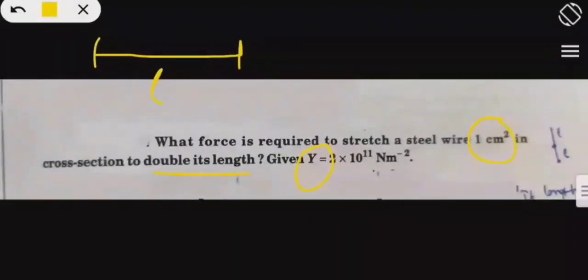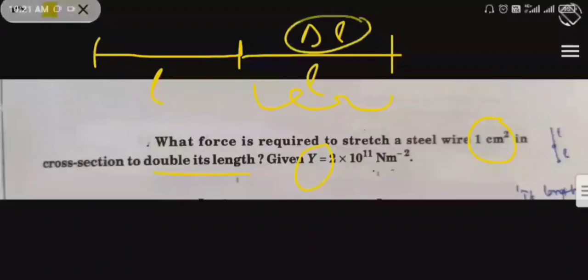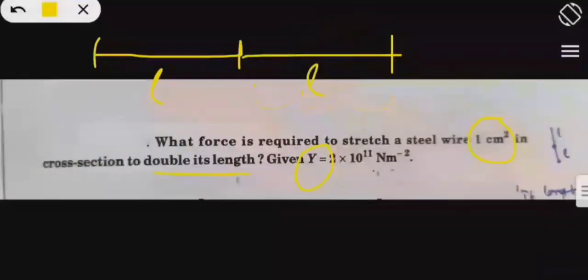Suppose the previous length is L. After elongation, how much will it become? Another L, right? So what is the change in length? The change in length is this section, from here to here. So what is the value of delta L? Delta L is equal to L. Are you getting my point?